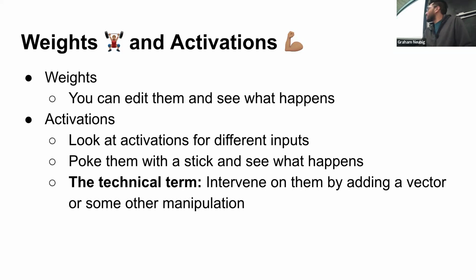The activations, similarly, you can look at the activations for different inputs. You can poke them with a stick and see what happens. A lot of my research is poking models with a stick and looking at the activations. It's predominantly what I've done, so we'll talk about that. And the technical term for this is intervening on them by adding some vector or other sort of manipulation to the latent space. But really what you're doing is poking with a stick.